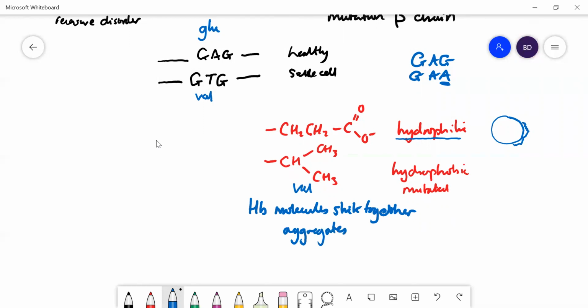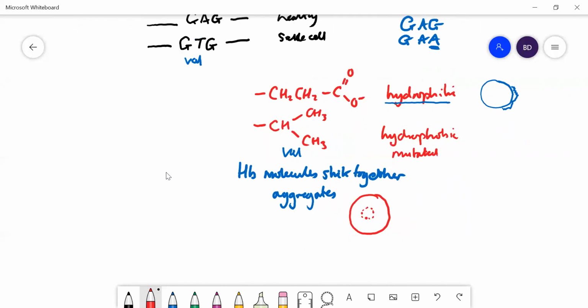That actually distorts the shape of the red blood cell. It affects the cytoskeleton of the red blood cell. Red blood cells, of course, are normally biconcave discs. And if you have too much of the sickle cell hemoglobin, the cell goes from being this biconcave disc to being a sickle shape.